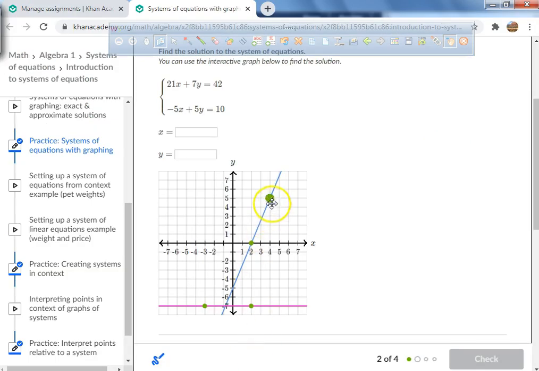So what am I going to do? I'm going to put 0 and a 6. So what do I have? I have a blue line that's graphed perfectly. All right? Let's take a look at this.